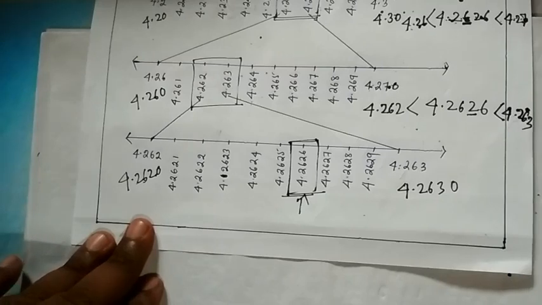Listen students, any decimal expansion, the decimal expansion of a real number that is terminating or non-terminating recurring, you can represent on the number line by using successive magnification.